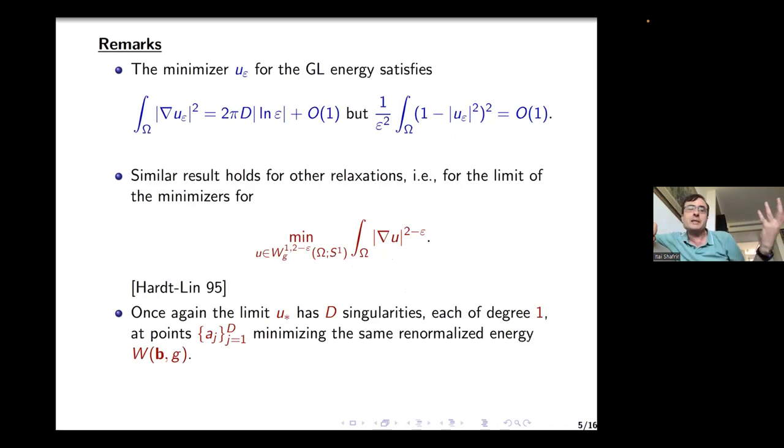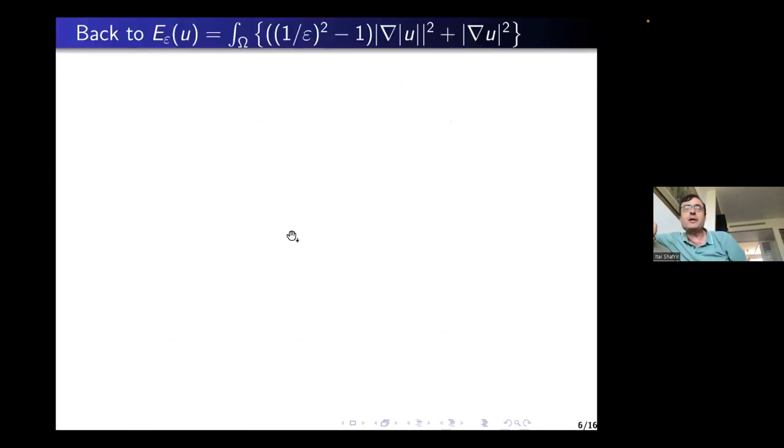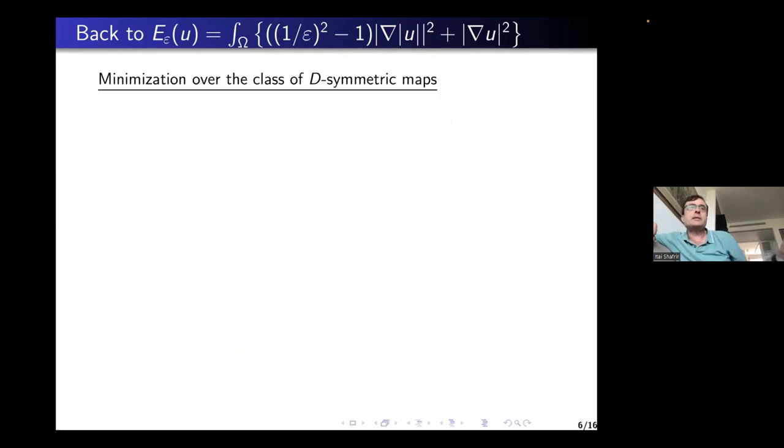So one might expect that for our problem, we will find maybe the same thing, but it turns out, spoiler, it's not exactly the same in our case. So back to our energy, as I recall here in the title, we penalize the gradient of the modulus of u squared. And to get some intuition for the problem, let's work on a simplified problem.